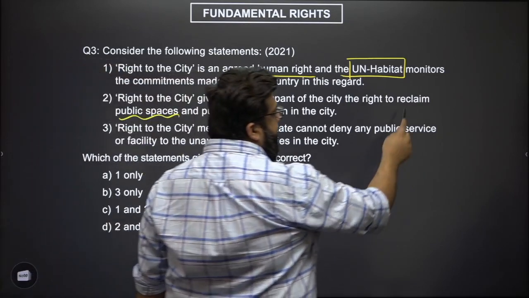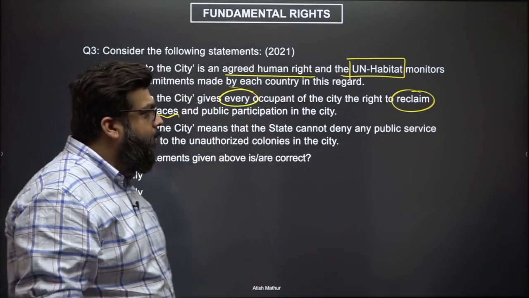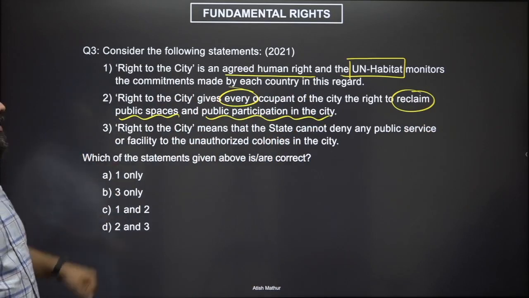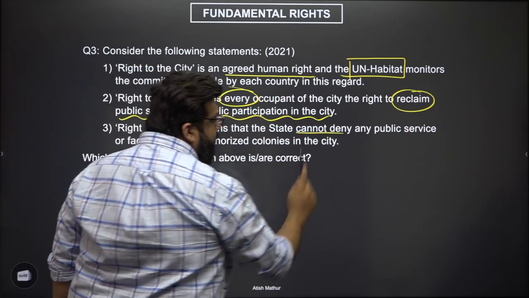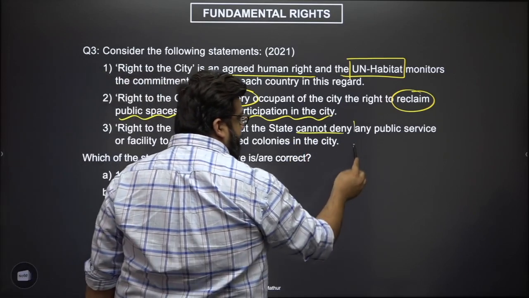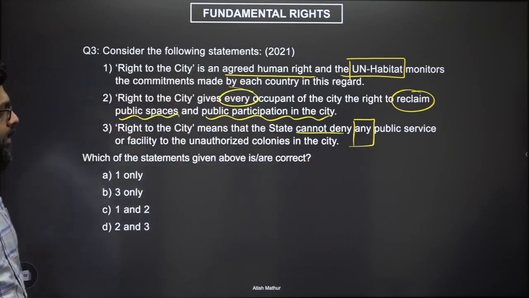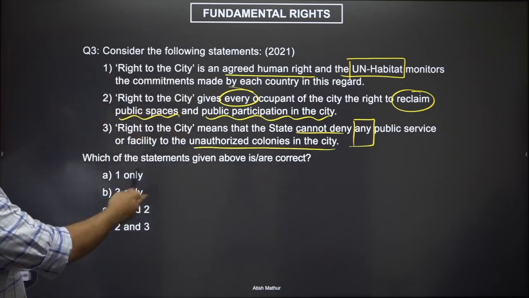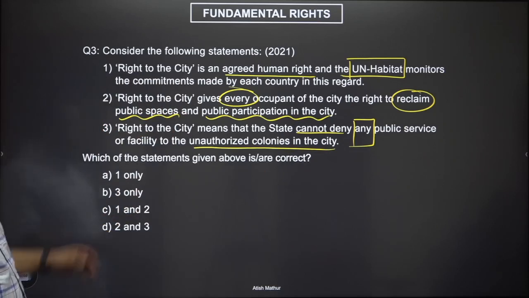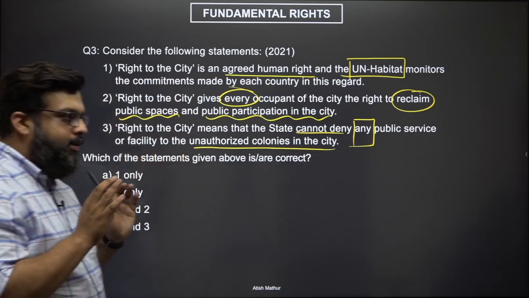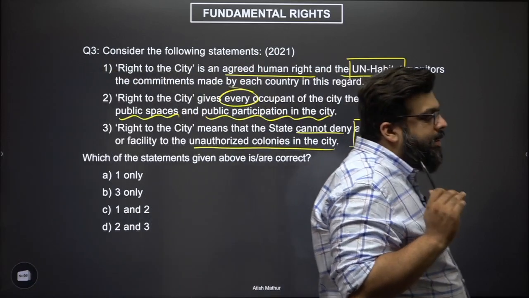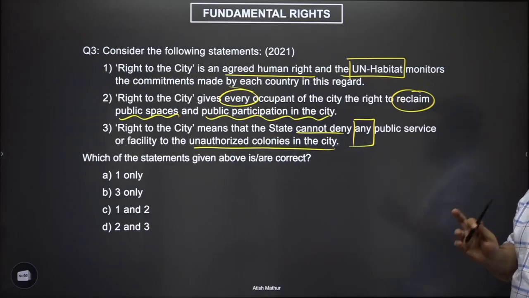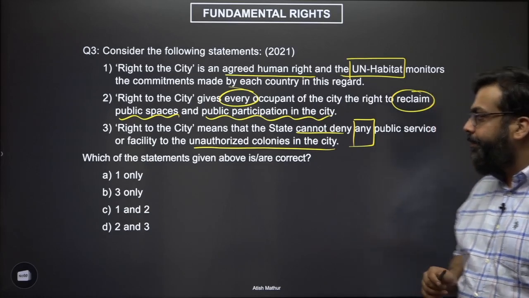A lot of people thought this meant to occupy it permanently, but that's not what it means. And participate in the happenings of the city. The right to the city means that the state cannot deny any public service, again an extreme word, or facility to the unauthorized colonies in the city, right? Now, which of the following is or are correct? Now, take a breath, think. Out of the 3 statements, which is the easiest to eliminate? Which is the easiest to eliminate?